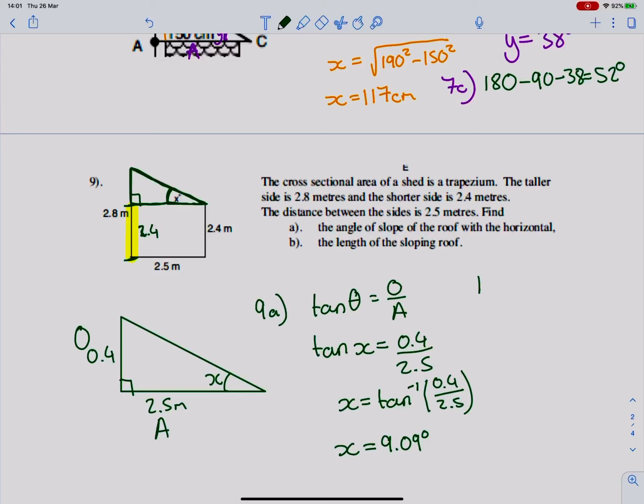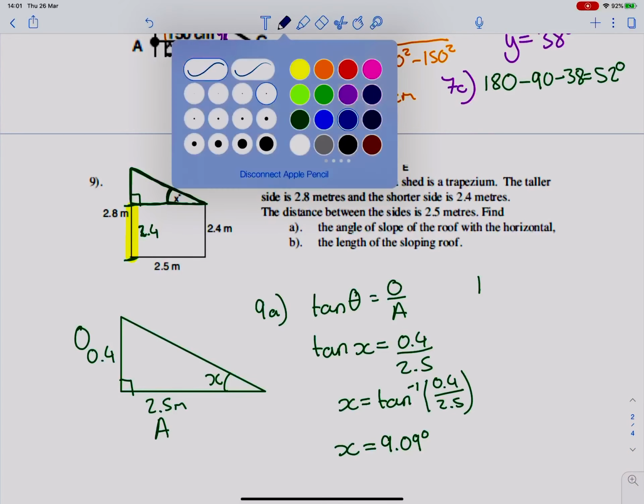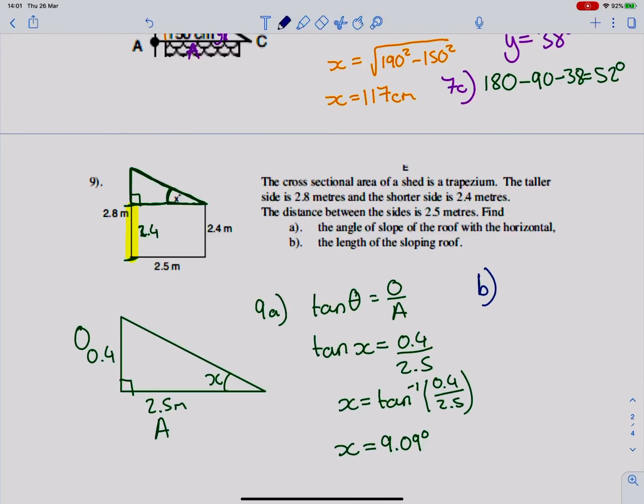Okay, for part B, we're trying to find the length of the sloping roof. So you're trying to find the length here, which is y. Either you can use the x and your angle and do trigonometry, but Pythagoras is probably a little bit easier here. Y is your hypotenuse. Because you've got three sides, two that you know and one that you're trying to find out, you can use Pythagoras.